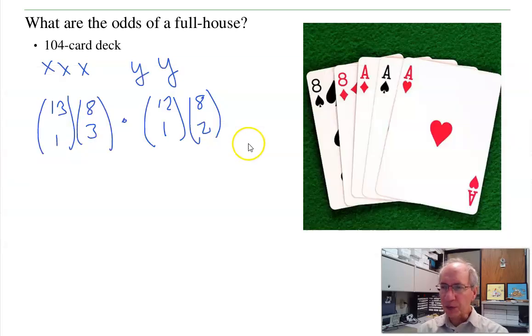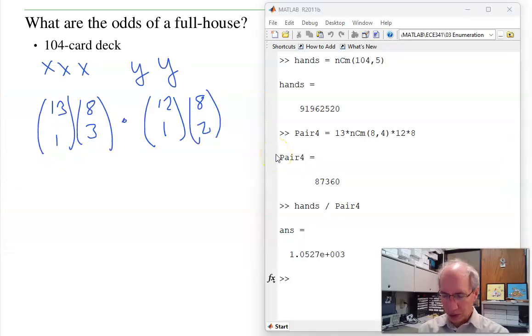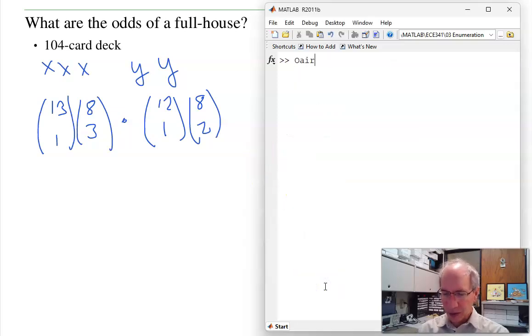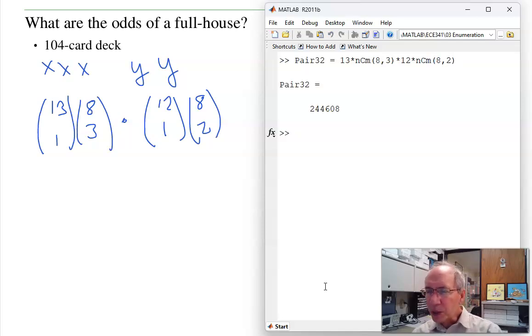So the number of hands for a full house, that's pair 3, 2. It's 3 of a kind and 2 of a kind. That should be 13 choose 1 times 8 choose 3, times 12 choose 1 times 8 choose 2. 244,000 different ways to get a full house if you have 2 decks.